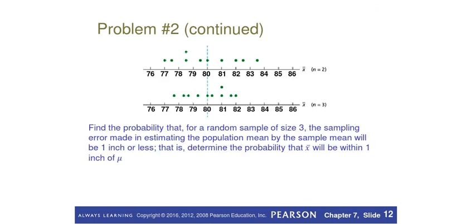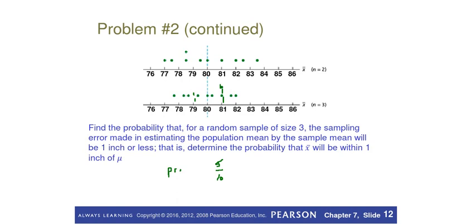But now let's look at our probability here. What is our probability that, for a sample of size 3, the sample mean will be within 1 inch? Well, all right, now let's try it. 79 inches here, 81 inches here. We've actually got 2 observations that fall within that. So now we've got 1, 2, 3, 4, 5 observations out of the 10 observations that are within 1 inch.